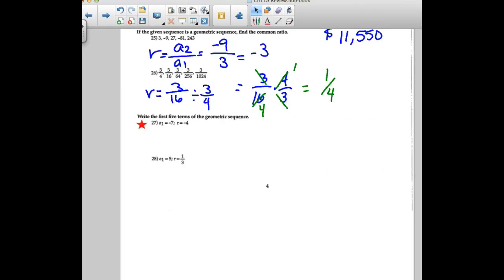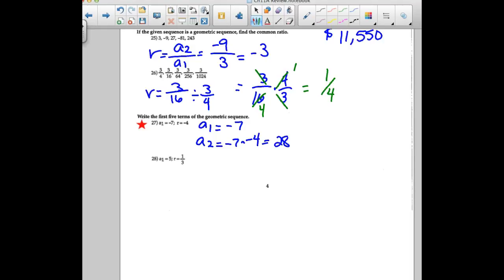All right, question 27. It says write the first 5 terms of the geometric sequence. We are starting with -7, and it says our R value is -4. That means we're going to continue to multiply by -4. So my first number is -7. My second number is -7 times -4, or 28.